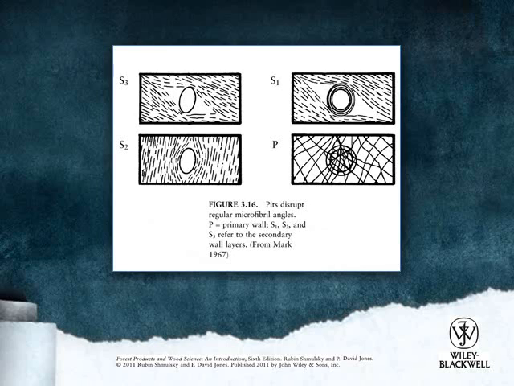Now, the microfibrils don't go through the actual pits. And so what happens is they work their way around those pits in different ways. So it's important to know that the microfibrils don't just end there, they actually work their way around. And that's very important because that adds to the stability of the wood.